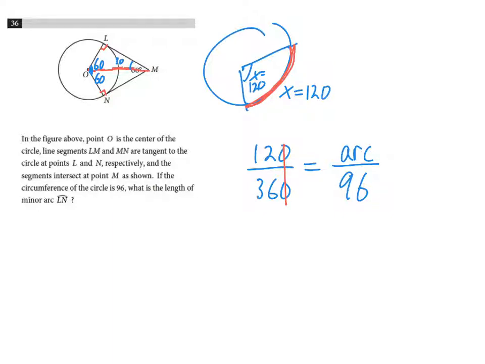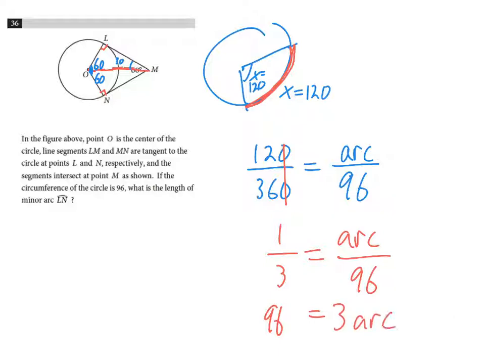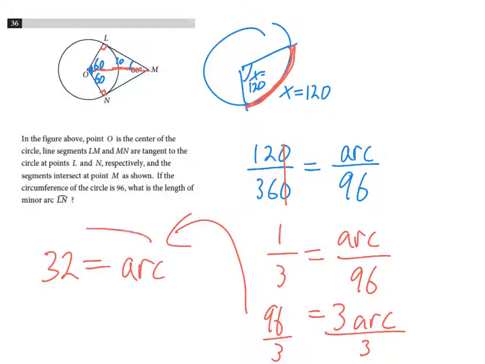So I'm going to cancel out the zeros. I'm just going to reduce this a little bit. I know I can make that 1/3 equals the arc length over 96. Therefore, 96 times 1 should equal 3 times the arc length. Divide both sides by 3, and we have that 32 should equal the arc length.